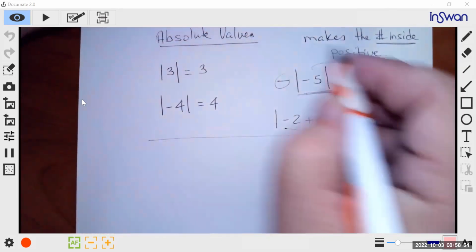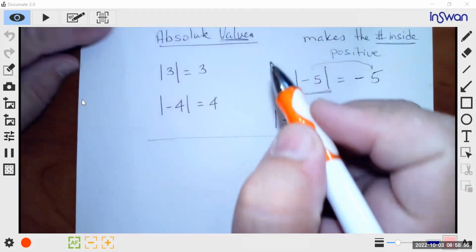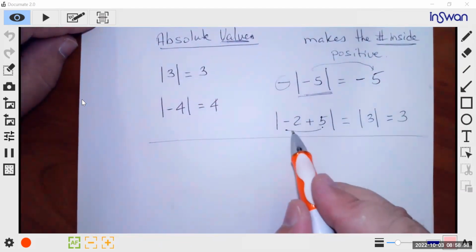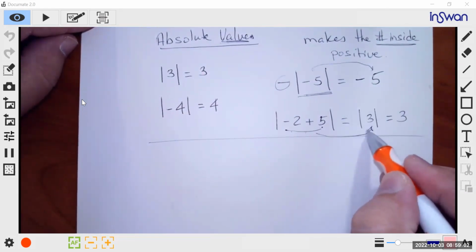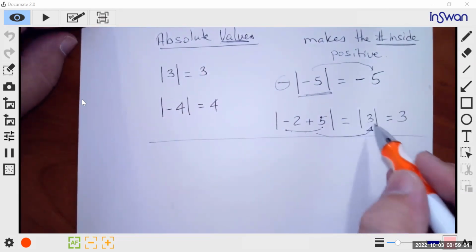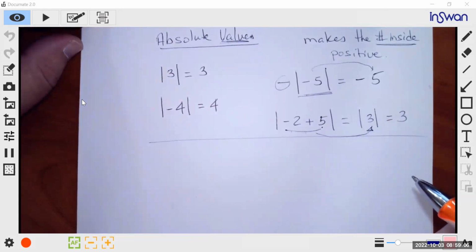Because remember, it's an absolute value. You cannot take it on an equation. You have to work out the equation. Once you get a value, a single number, then you can do the absolute value.